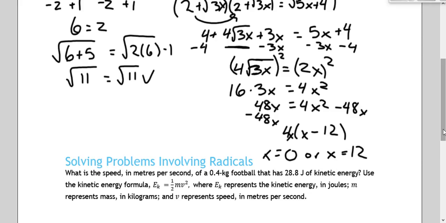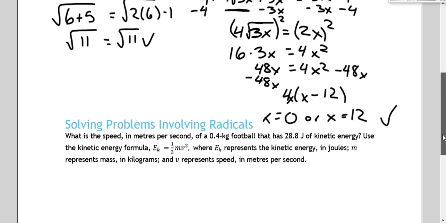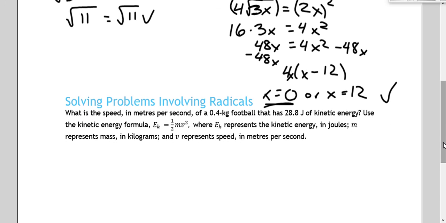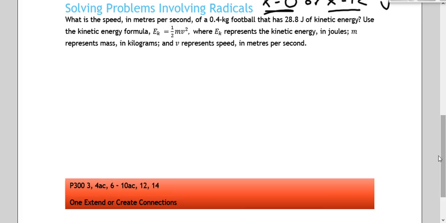I'll leave you to check those, but I will tell you that both of them work. This one's easy to see, and then you just check that one really quickly. I'm just out of room. So if you have room, do it. If you don't, don't.